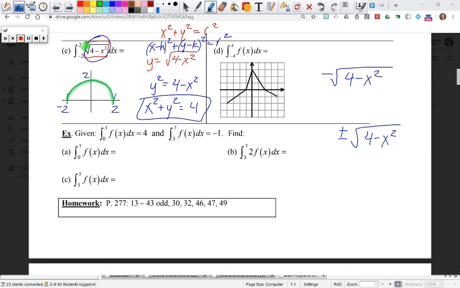What's the equation of a circle? Careful. Sorry, I said it wrong. What is the equation of the area of a circle? R squared. What's R? 2. What's the area right here? 2 pi. Because we had to divide by what? 2, because it's a semicircle.